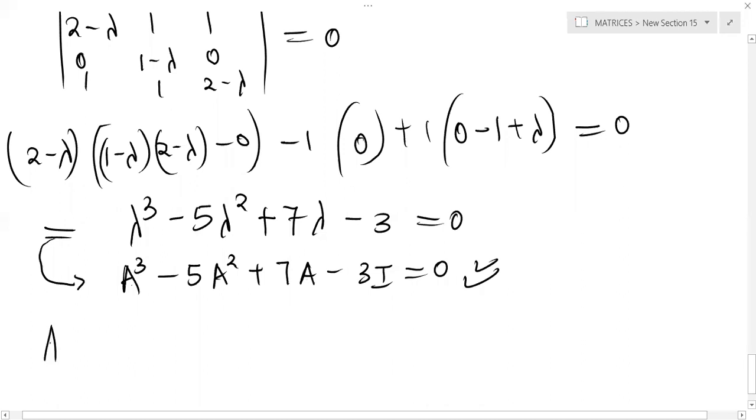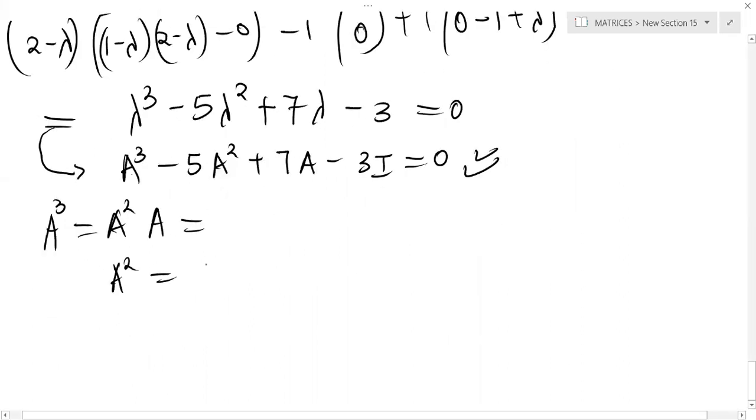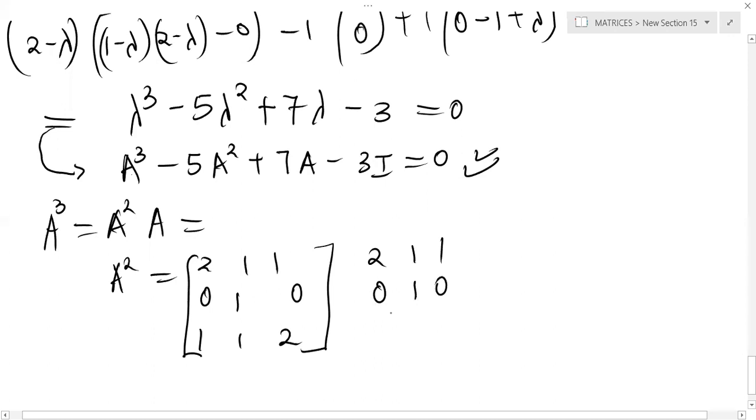So what is A cubed? A cubed is the same as A squared multiplied with A. So we are going to have A squared and then we multiply with A. So first of all, let's start by getting the value of our A squared. So A squared will be matrix A being multiplied 2 times. So we have our matrix A as 2, 1, 1, 0, 1, 0, 1, 1, 2, multiplied by matrix A again, 2, 1, 1, 0, 1, 0, 1, 1, 2. This will give us A squared.